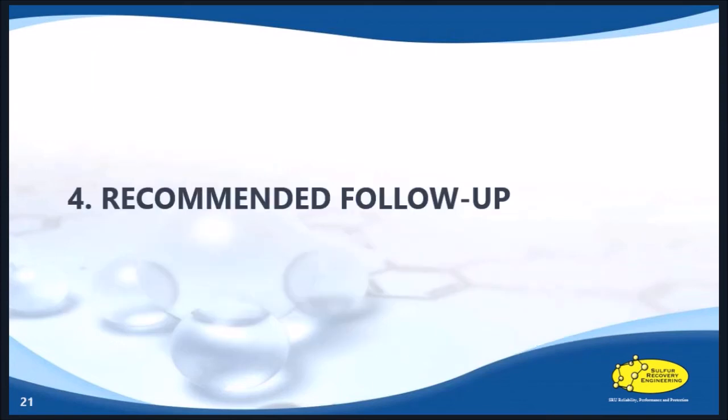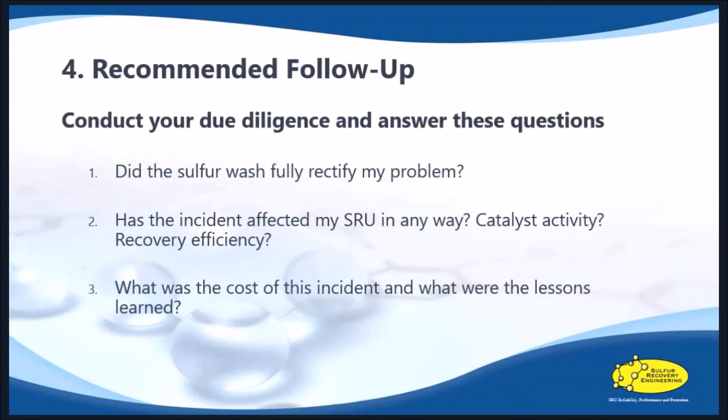There are only a few more slides here, so we'll quickly get through that and then get to the Q&A. So, recommended follow-up. It's really important that as an operator of an SRU, or as somebody providing the recommendations, you do your due diligence and answer these questions once you've gone through the exercise. Number 1, did the sulfur wash fully rectify my problem? You need to verify, okay, I do have my pressure transmitter on my front end saying that we're at the same level as before. Are we 100% sure of that? Is there something else that I can do to ensure that the problem I thought I had was solved? As well as the secondary question, was I correct in identifying the problem?